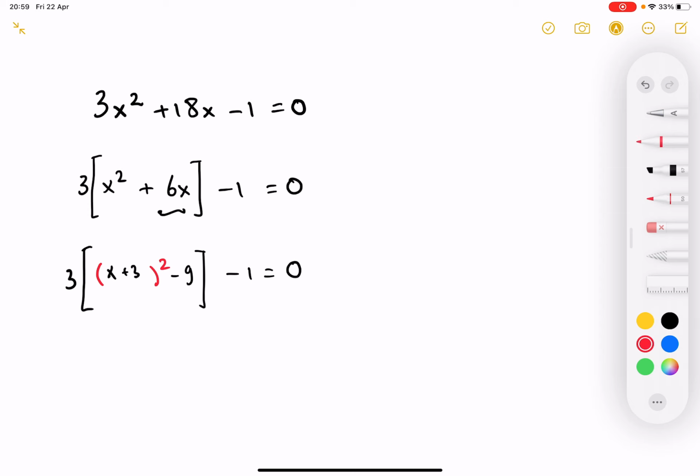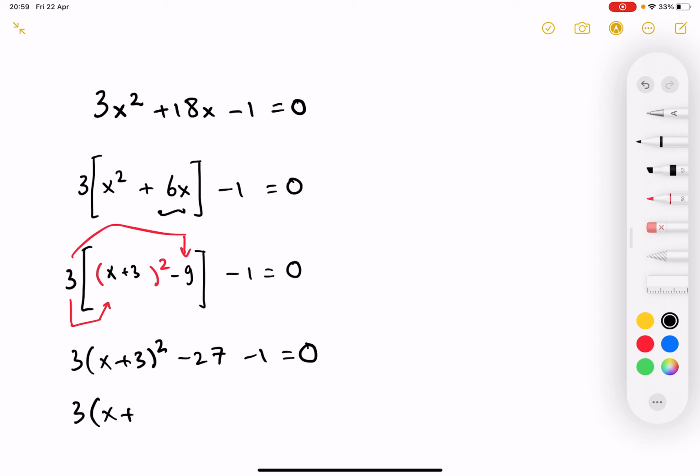And then the final step is we just multiply this out. So we multiply the 3 by that, and the 3 by that. So 3 times the bracket just stays the same. And then 3 times minus 9 is going to be minus 27. Then we have minus 1, and that's equal to 0. So we end up with 3 times (x plus 3) squared minus 28 is equal to 0.